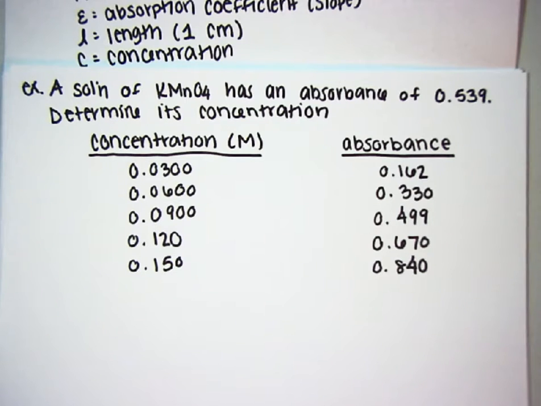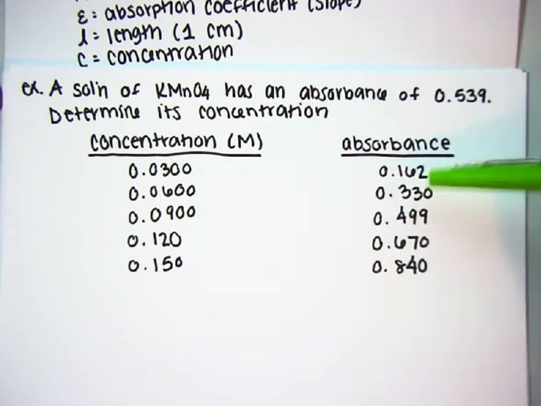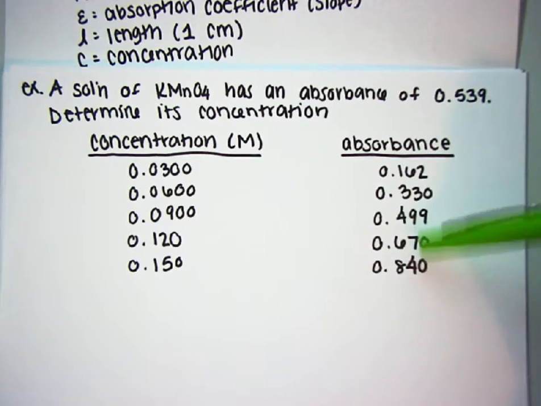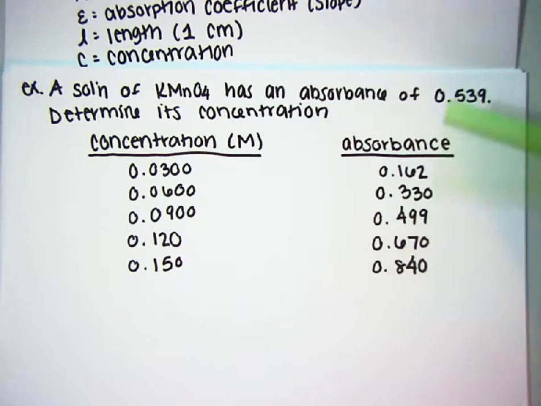So take a look at our data and notice that as the concentration increases, the absorbance increases as well, which we would expect. We saw that with the test tubes that we drew at the start of class. So we're going to have a linear relationship. As concentration increases, absorbance increases as well.